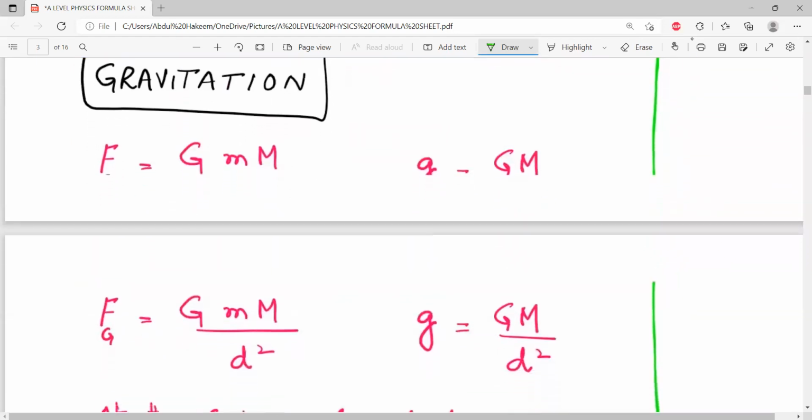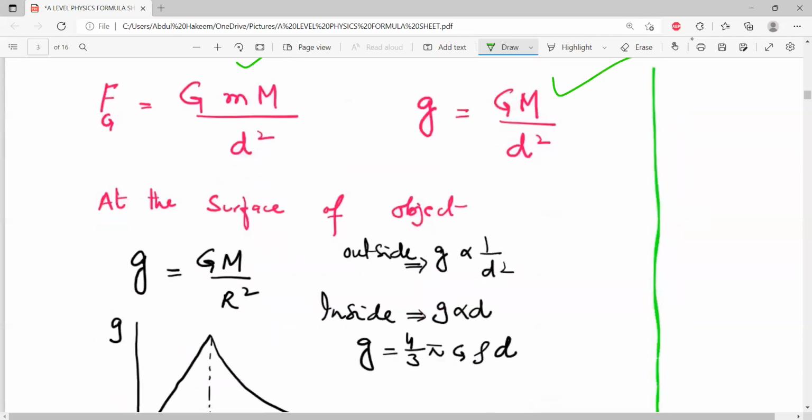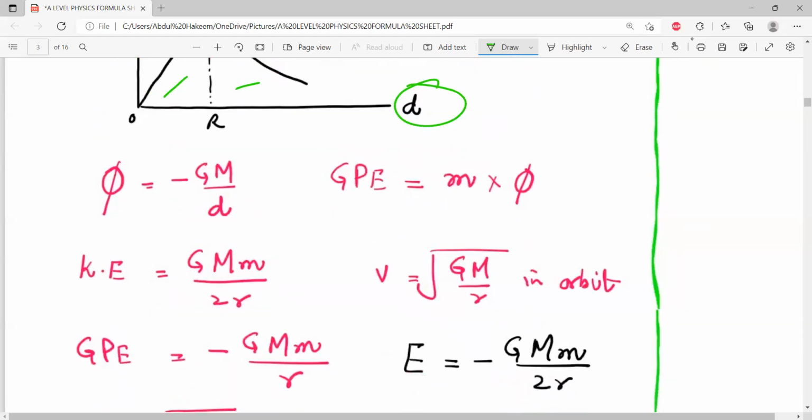Now the next chapter is gravitation. So the first formula is for the gravitational force, then gravitational field strength at the surface of the planet. The gravitational field strength formula is GM over r square, and this is the g and d graph for the isolated planet. Inside it's directly proportional to d, but outside it's inversely proportional to d square. The gravitational potential is minus GM over d, and the change in gravitational potential energy is m times delta phi.